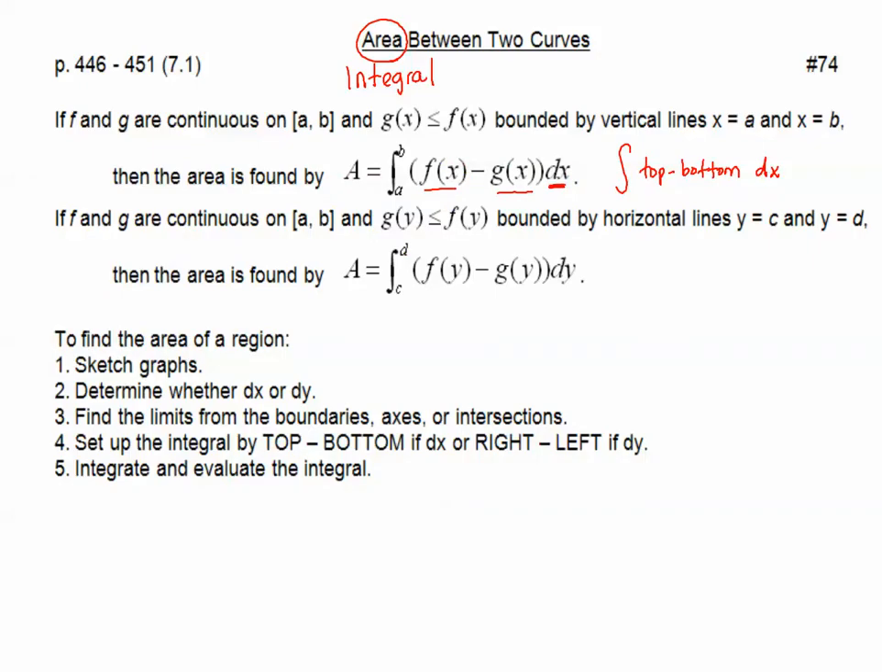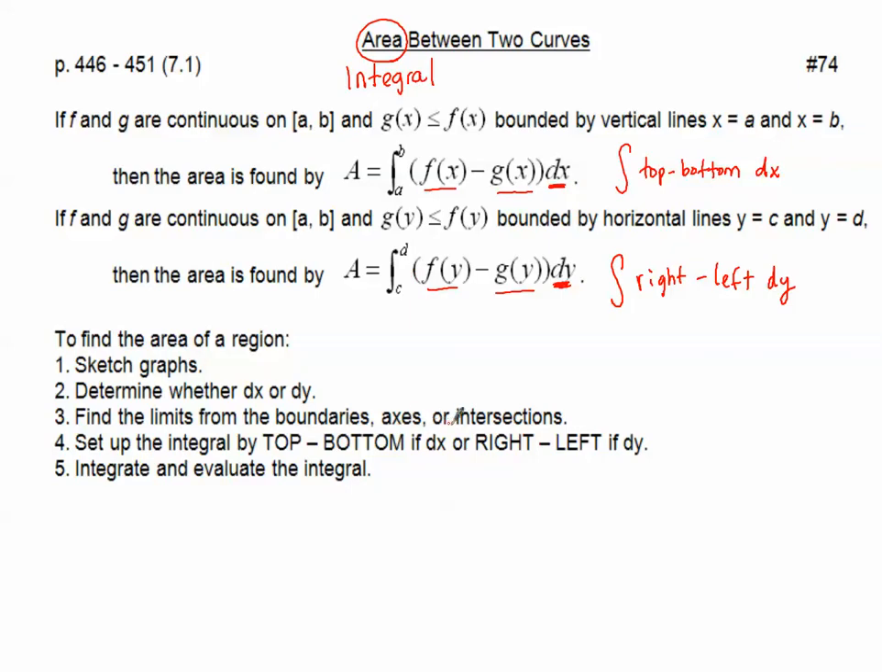So back to our notes, when it's a function with respect to y, f of y and g of y, we want to think of the integral of right minus left. That's when it's with respect to y. So to find the area of a region, it's good to first have a sketch of the graphs. Then we can determine if they're with respect to x or with respect to y, find the limits so we know how to bound our integral.